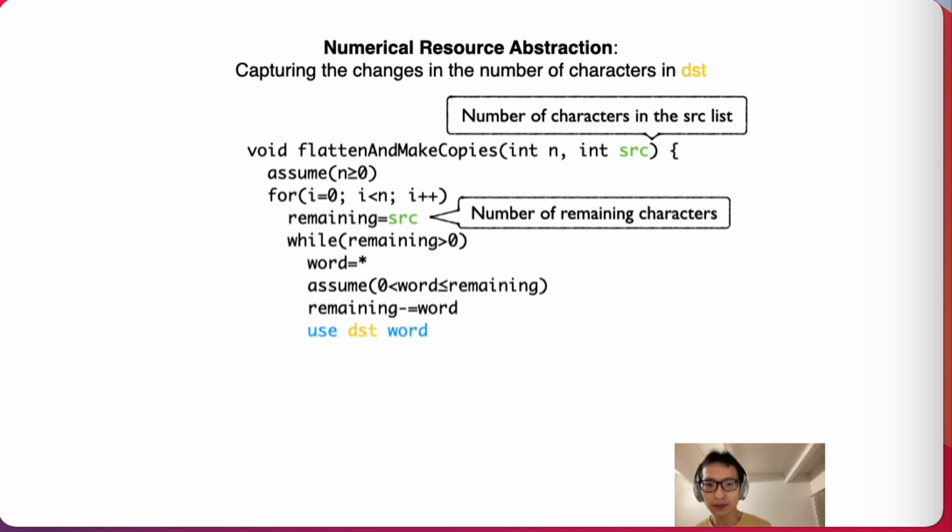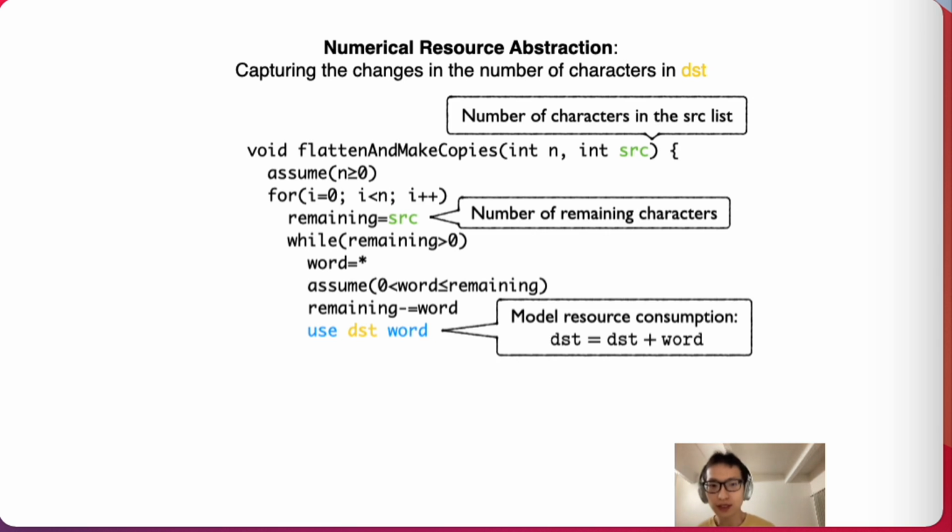Finally, copying a word is realized by a special command called use. The use command generically expresses resource consumption. This command takes two arguments, dest and word. Dest is the resource that we are interested in, tracking the total number of characters that have been copied. Word is the amount of update in dest. In other words, the semantics of this use command is to increase variable dest by the value of word.